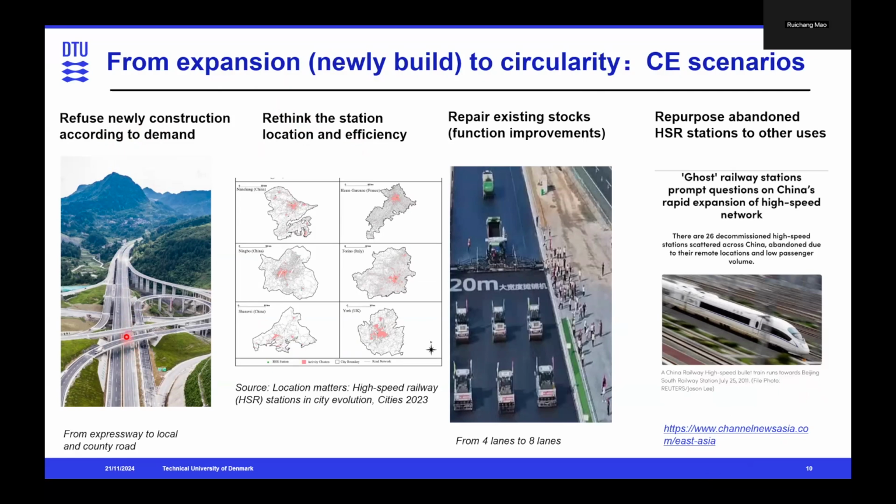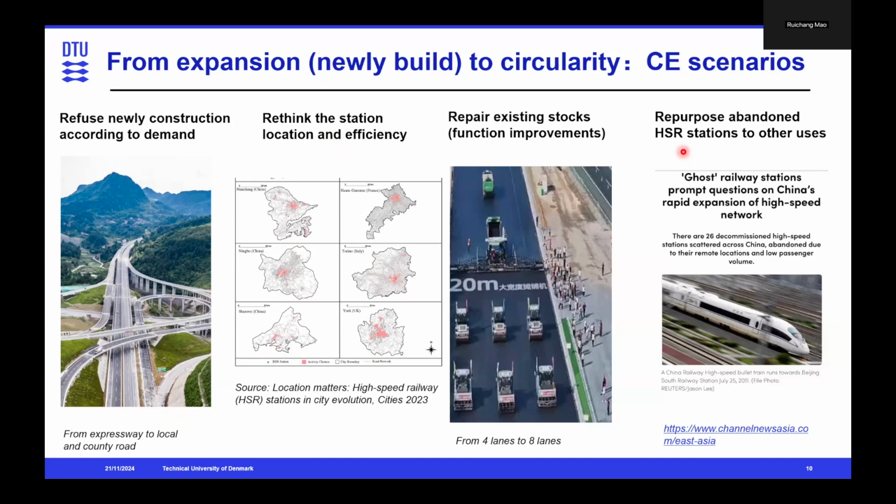Maybe we can think about moving from expressways to local or country roads, and also we can rethink the station location and efficiency, because our high-speed railway stations are almost all in suburban areas compared with France, Italy, and the UK. And also repair the existing stock to improve its function. We can think about increasing from 4 lanes to 8 lanes to increase traffic flows a little bit rather than building new roads.